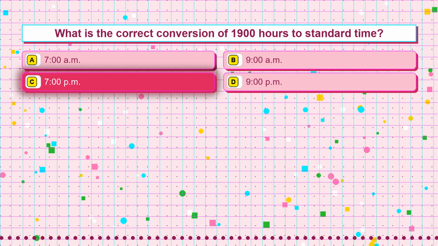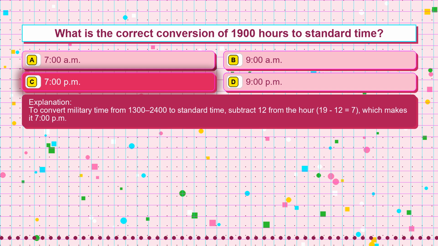The correct answer is option C, 7 p.m. To convert military time from 1300 to 2400 to standard time, subtract 12 from the hour. 19 minus 12 equals 7, which makes it 7 p.m.